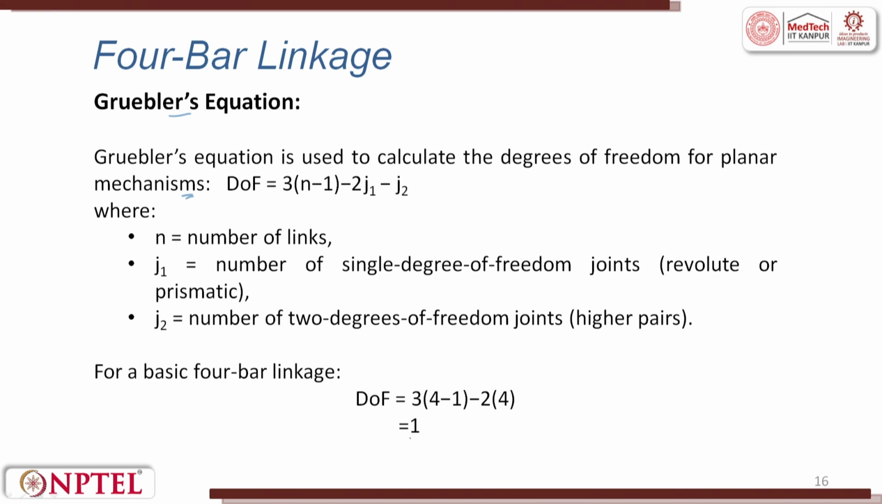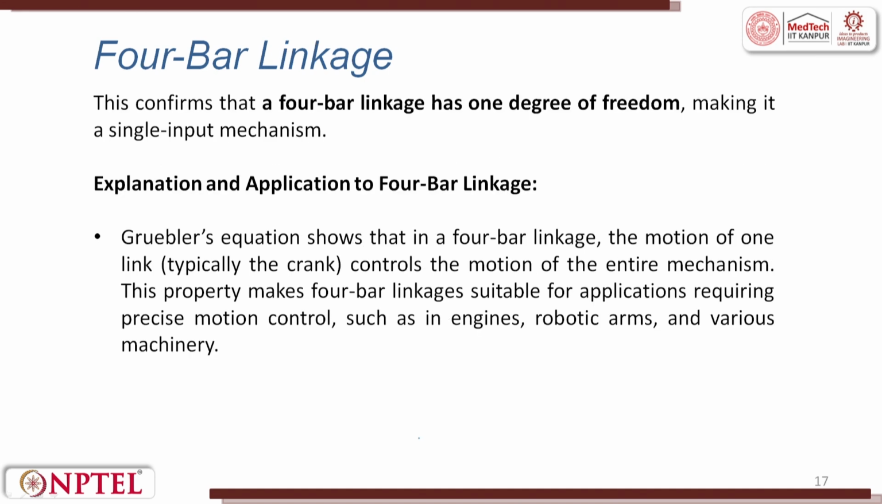So, for a 4 bar mechanism, you get degrees of freedom as 1. This confirms that the 4 bar mechanism has 1 degree of freedom, making it a single input mechanism. That means you drive one input, so that you get the output, whatever it is. Output can be sweeping or windshield cleaning. So, explanation and application to 4 bar mechanisms.